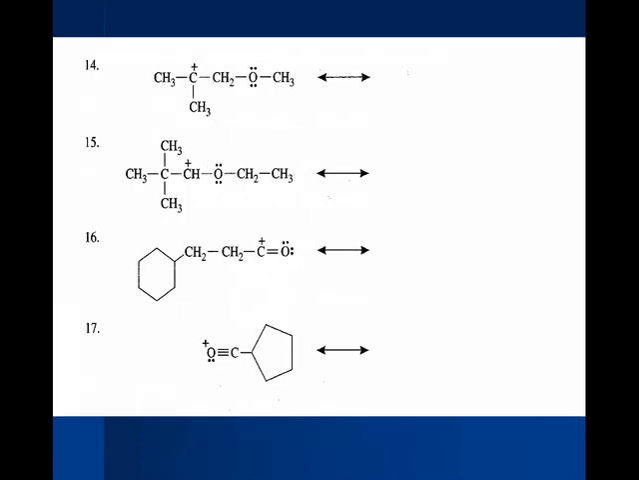How about question 14? Can I draw a resonance structure for that? I can't. Chemistry might occur. The lone pair on oxygen might attack the carbocation. I would form an epoxide, kind of an odd epoxide, right? But that's not resonant, so I can't draw a resonance structure there. How about 15?